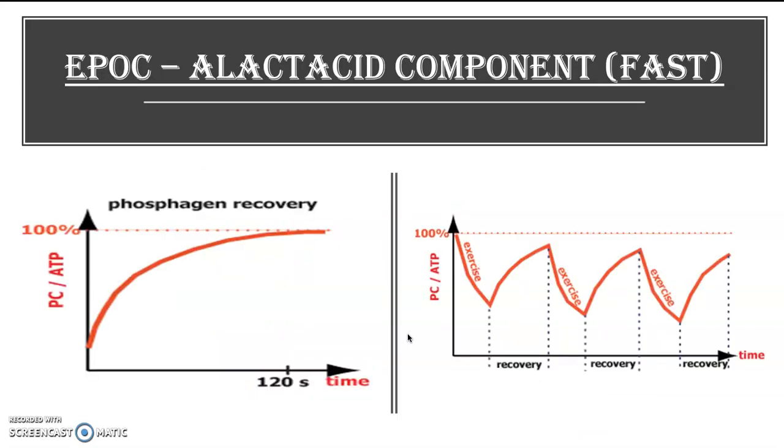The alactic acid component is known as the restoration of muscle phosphagen due to the resynthesis of ATP and PC. This process is very rapid, as we can see on the graph on the left. It takes 120 seconds to be fully restored. It is achieved through three mechanisms. These are an aerobic conversion of carbohydrates into carbon dioxide and water to allow the ADP and the phosphate to be joined back together to form ATP.